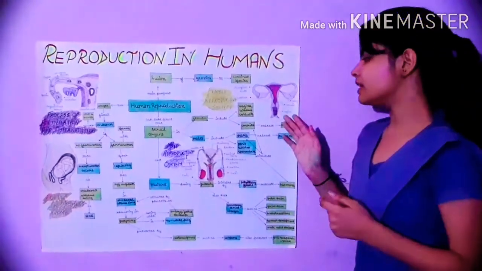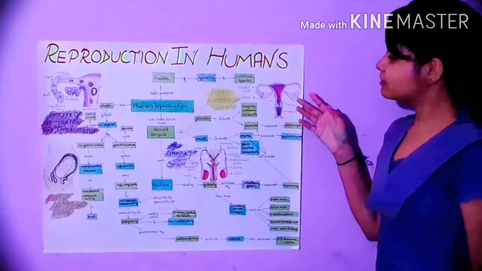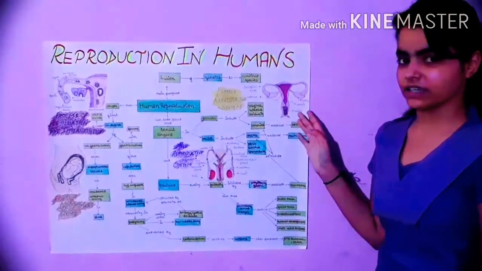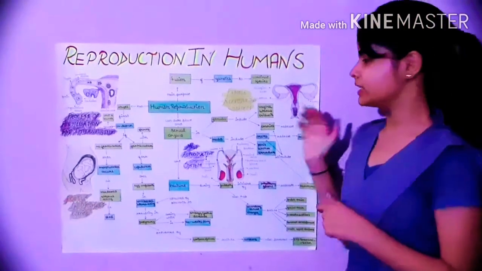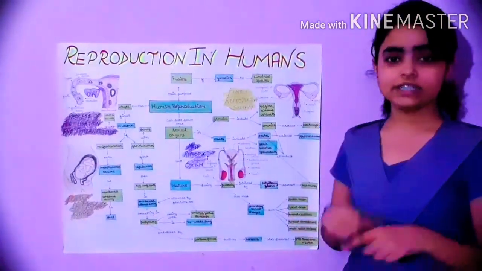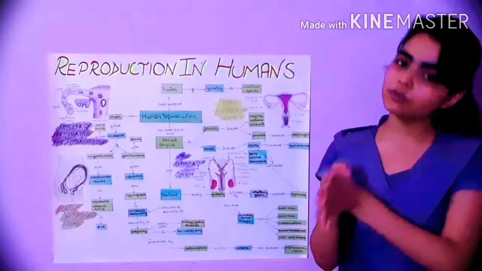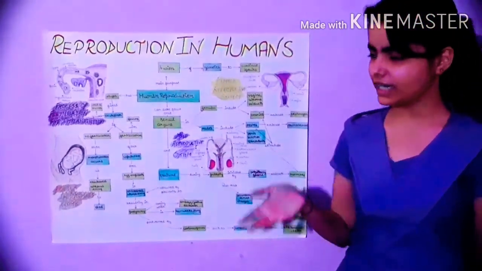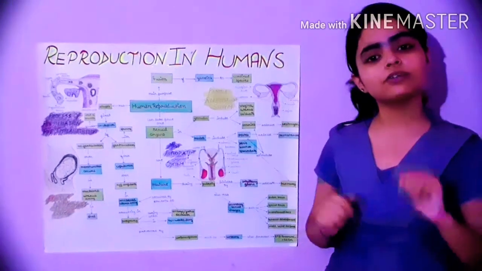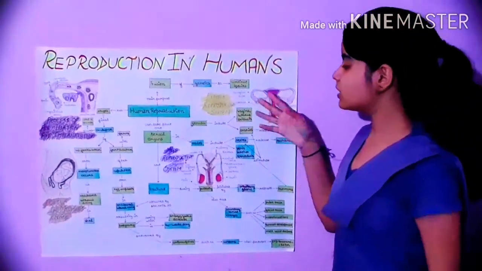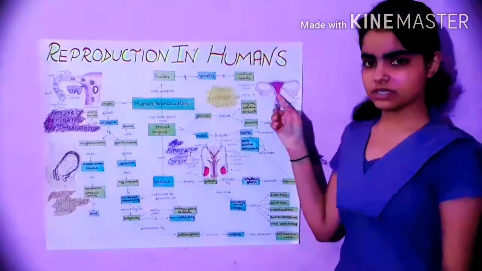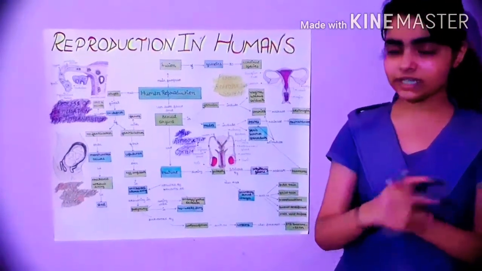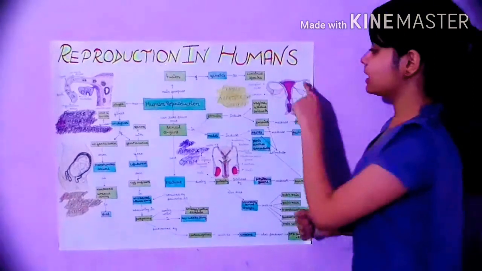The next is the female reproductive system. There are various parts in the female reproductive system also: the fallopian tube, the uterus, the ovaries, the cervix, and the vagina. Now, let's talk about the functions of these parts. Just like the testes, the function of the ovary is to produce the female sex hormone, estrogen, and the female gametes, which are ova or eggs. Next is the fallopian tube. Fallopian tubes are also known as oviducts, as they transfer the ovum from the ovary to the uterus. This is the site where the male sperm fuses with the female egg, and it is known as the site of fertilization.